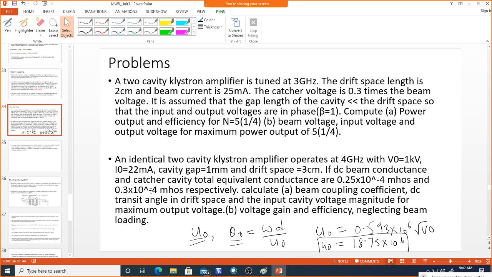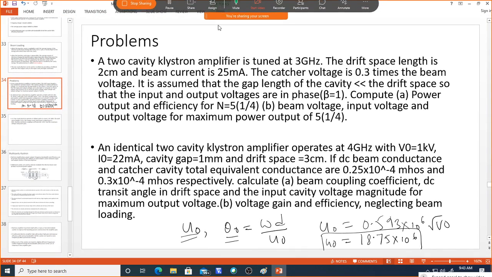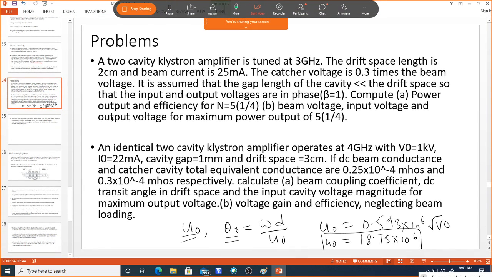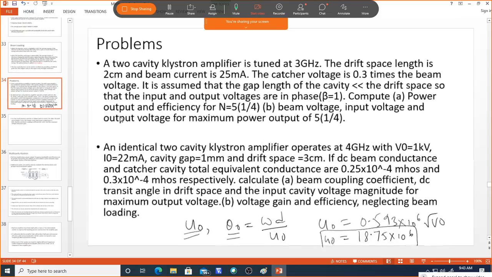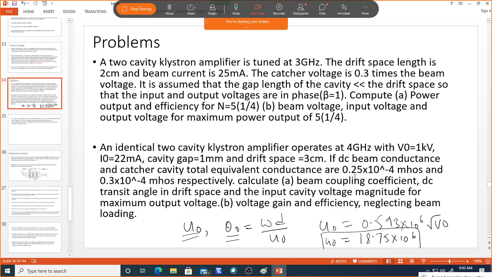So this is the addition of these two, the DC beam conductance and the cavity total equivalent conductance, so that you will get the GSH. Okay, so GSH, you can add these two to get it. If you add these two, 0.25 plus 0.3, which is 0.55 into 10 power minus 4, you can take it as GSH.